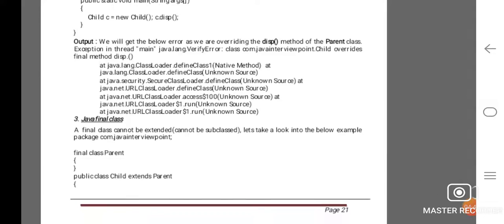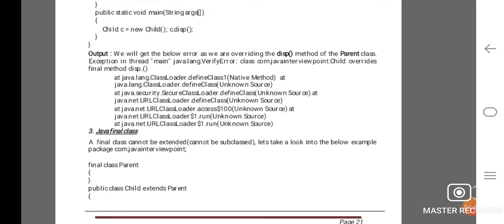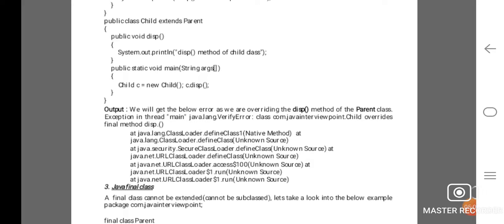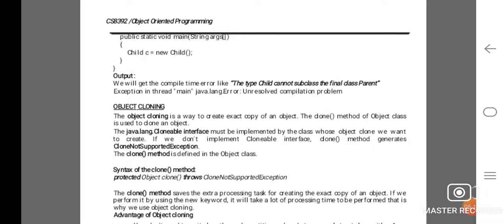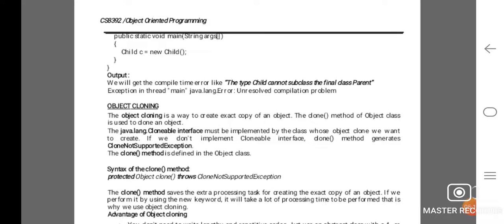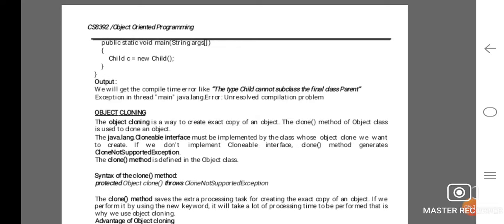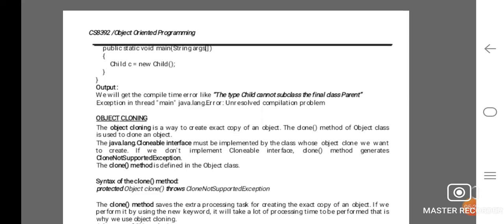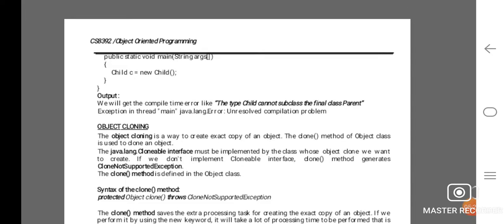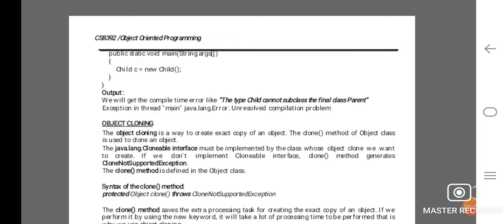And the third one is the Java final class. A final class cannot be extended, cannot be subclassed. Let's look into the below example. Package com.javainterviewpoint, final class Parent. Then class Child extends Parent. Public static void main, Child c = new Child. In output we will get the compile time error: the type Child cannot subclass the final class Parent. Exception in thread main java.lang.Error: Unresolved compilation problem.